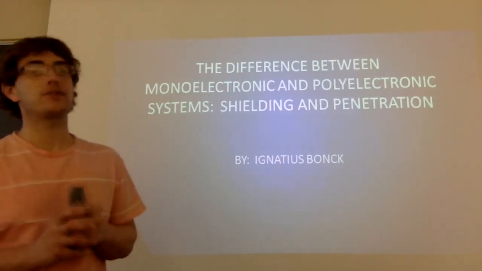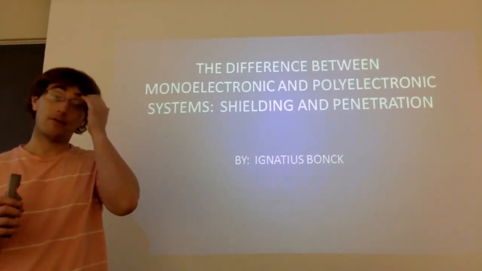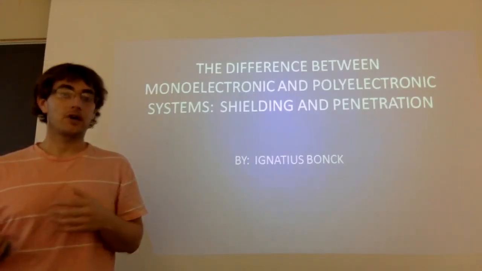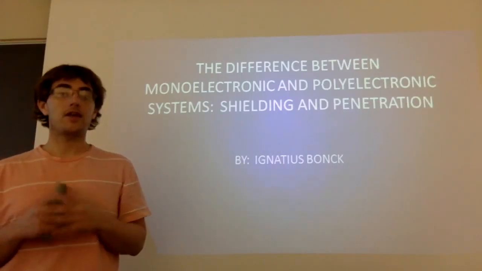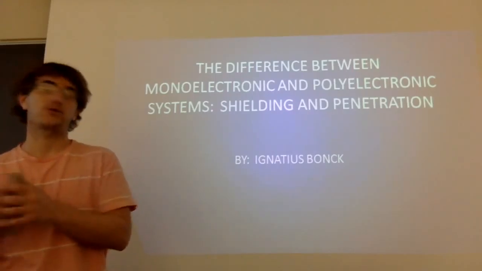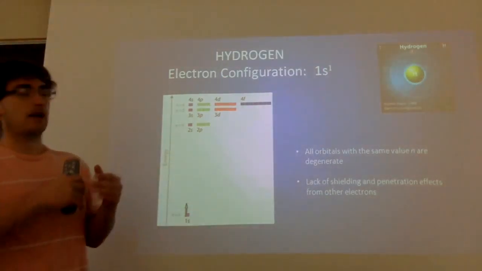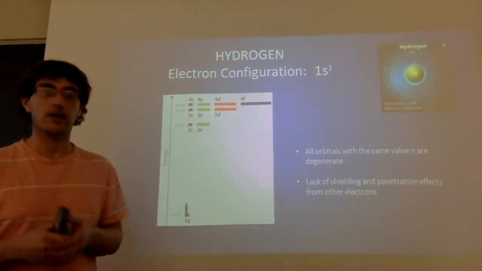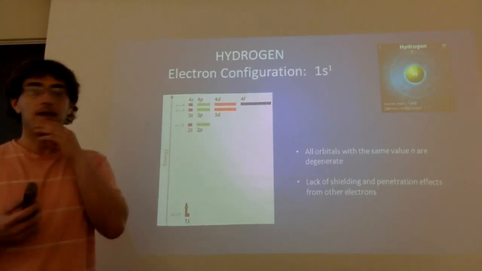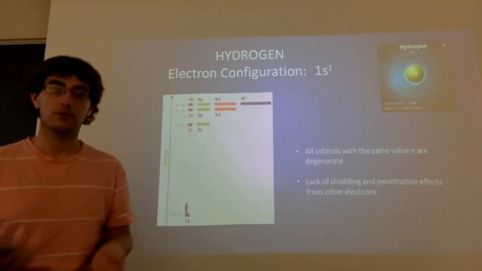Now, monoelectronic systems are atoms or ions that have only one electron. In a polyelectronic system, for instance, carbon, they are systems that have two or more electrons. So keeping that in mind, we take a look at hydrogen, which of course is a monoelectronic system with the electron configuration of 1s1. Now, this single electron occupies the 1s orbital.